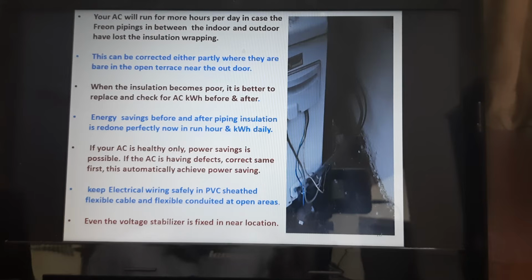Also the electrical wiring needs to be in a PVC sheathed flexible cable in a flexible conduit, so that in the open areas nothing is left under the sun. It automatically gets derated faster, and drastically. Even for the voltage stabilizer, many of the latest OEMs suggest, in the latest installations, fixing the voltage stabilizer near the air conditioner outdoor in such a way that it is kept under the shade, but it is able to give you a proper voltage of around 230 volts to the split AC freon compressor. That is more important as such.